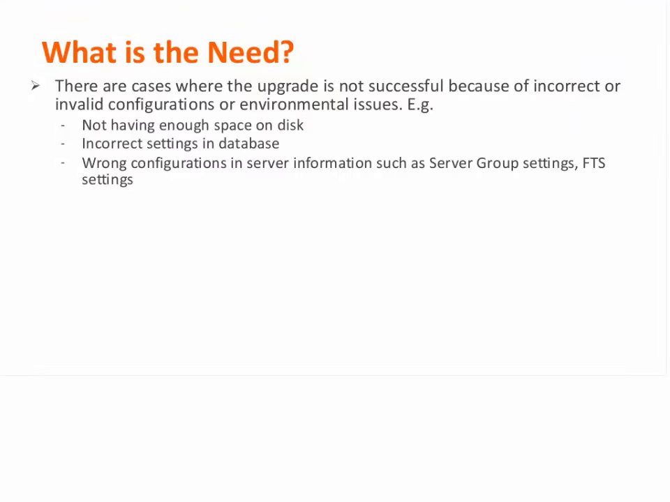So these environment issues or configurations are, for example, that you do not have enough space on your disk, or you have an incorrect setting in your database, for example, your DB transactional space is not sufficient. Then there are configurations related to server group. For example, you are doing an upgrade and the escalation is enabled on the secondary server, or in the FTS settings the indexer private queue is not defined. All these settings, a deviation from the standard value, can lead to your upgrade not being successful.